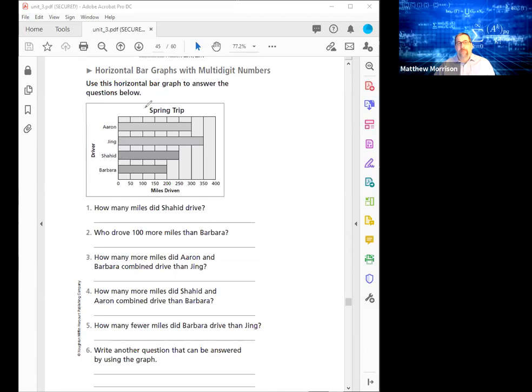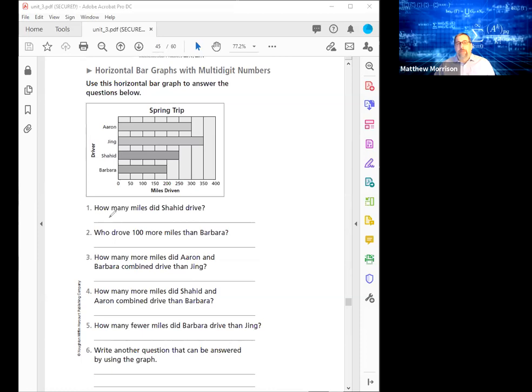Okay, so here we have the spring trip. How many miles did Shahid drive? So we find Shahid. The process is exactly the same as what we did yesterday. There's nothing different today than what we've been doing, so that should make you rest easy. The only difference is that the numbers are bigger. So we come here to Shahid. We still go to where the line is, and these all still end on the line. That's great. And we see that it is how many miles?